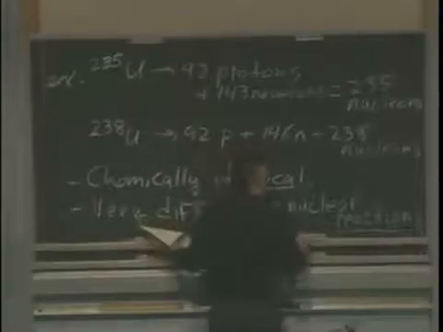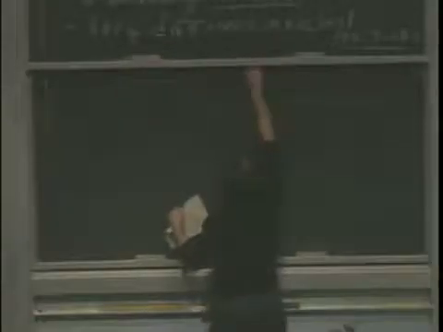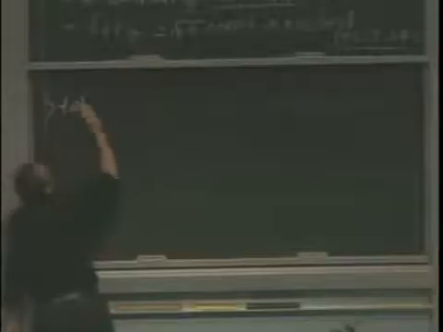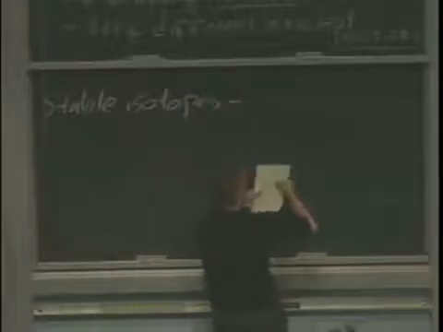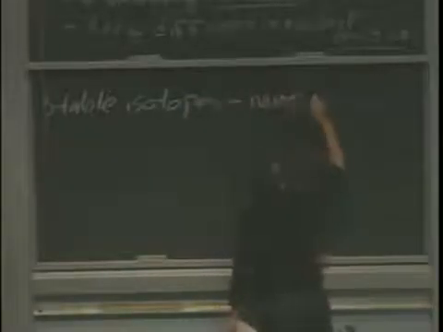Some isotopes are stable. A lot of people, when they hear the word isotope, immediately think radioactivity. But that's not true. Most isotopes, or at least most of them in the world around us, are stable, which means they never change. So if we have an isotope of, say, carbon-12, which is very stable, it never changes. It always stays carbon-12.